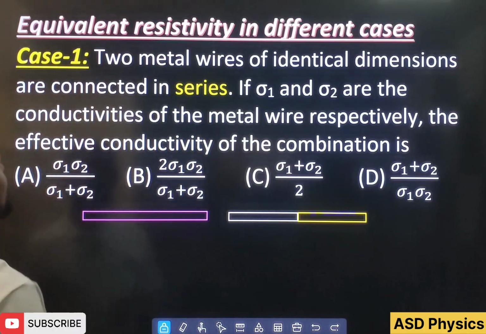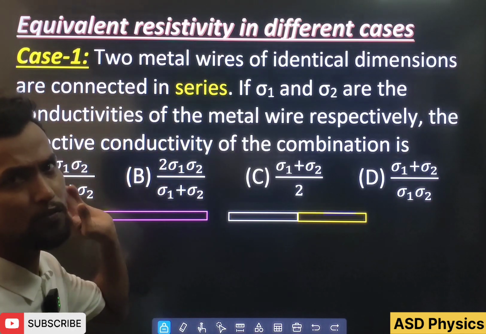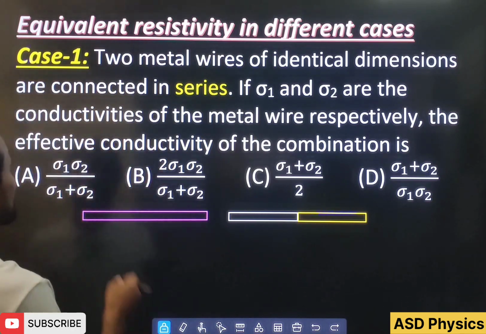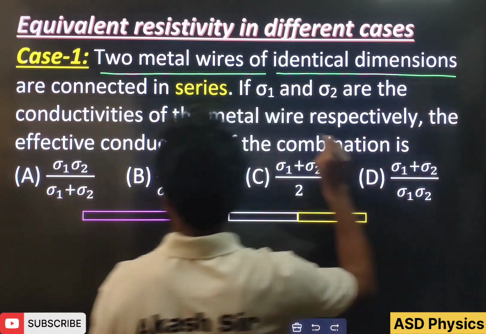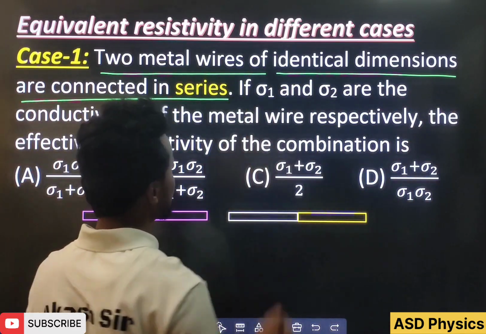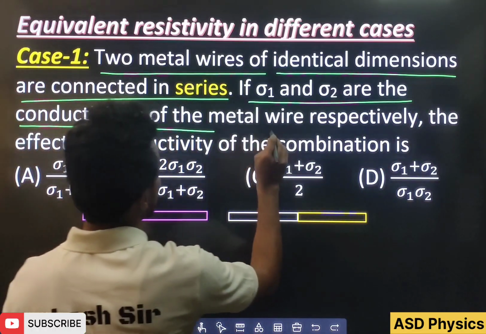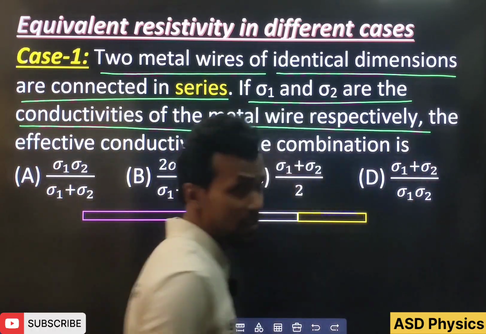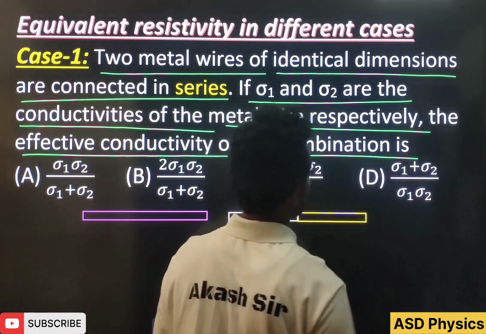So here you can see first, equivalent resistivity in different cases. This is also one kind of question. First we will cover this. So kindly see here under case 1: two metal wires of identical dimensions are connected in series. If sigma 1 and sigma 2 are the conductivities of the metal wires respectively, the effective conductivity of the combination is how much?